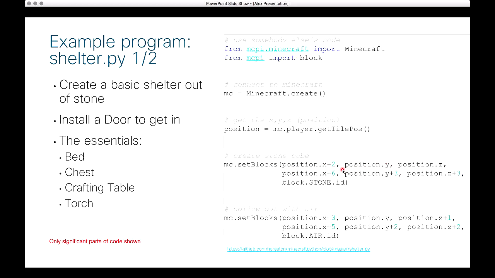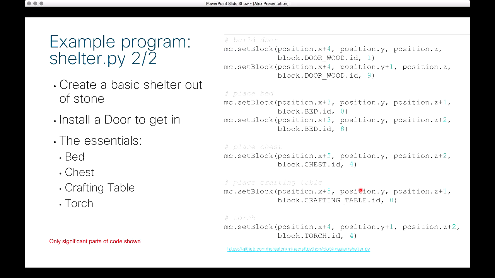This first line is the first corner, and then that's the second corner, same as down here. This is cube, this is air. Yep. And then on the second piece, again, same program, just in a different slide, we go ahead and we put out our homey touches into it.